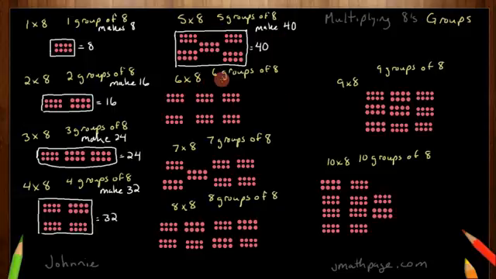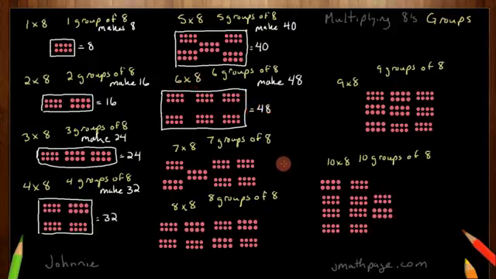What about 6 times 8? Six groups of 8. Let's count by 8s again. 8, 16, 24, 32, 40, and 8 more make 48. So what does that tell us? That altogether, 6 groups of 8 make 48. Or 6 times 8 equals 48.